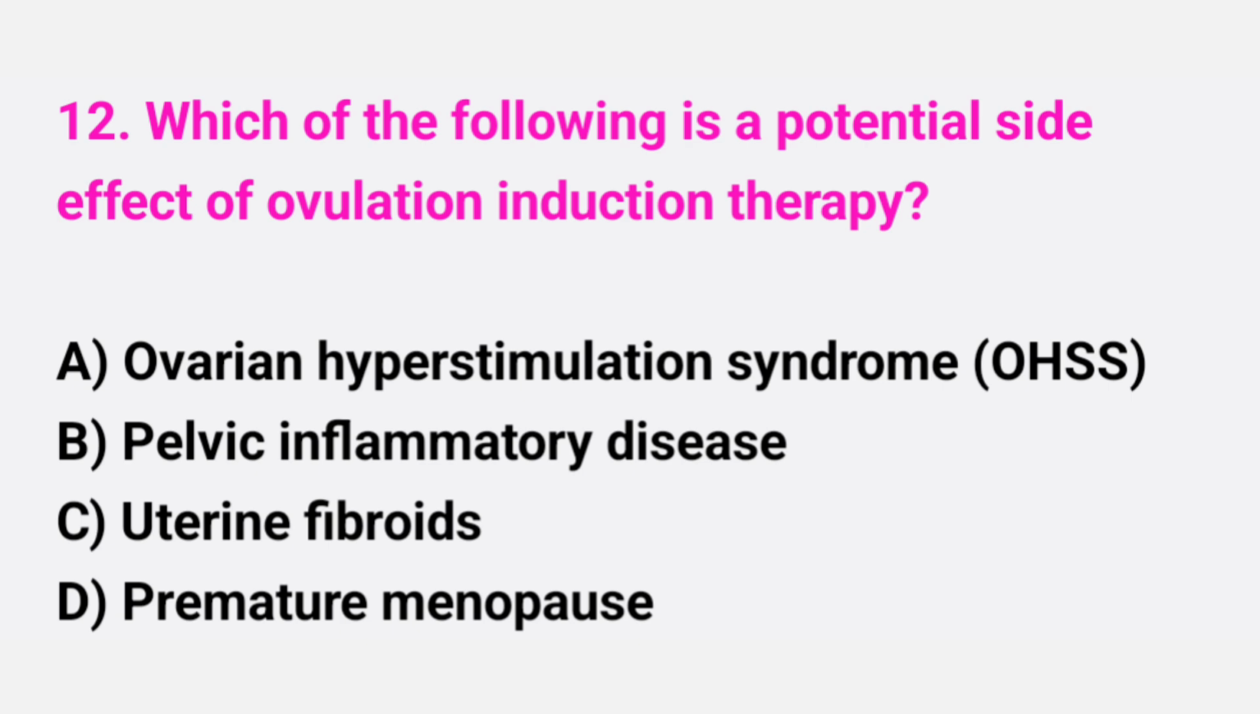Question number 12. Which of the following is a potential side effect of ovulation induction therapy? The right answer is option A, ovarian hyperstimulation syndrome.